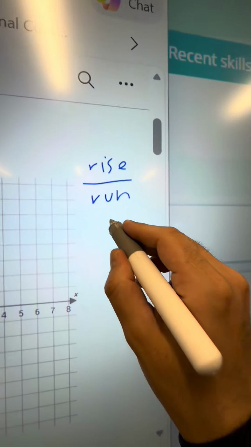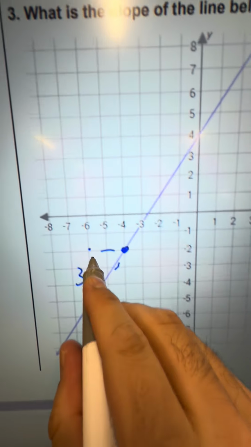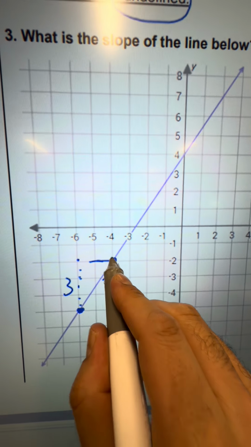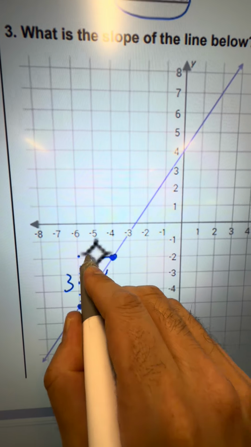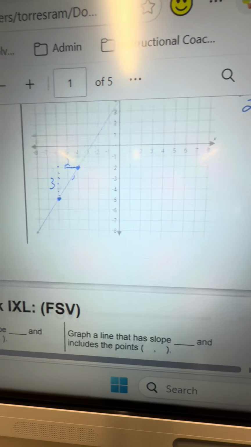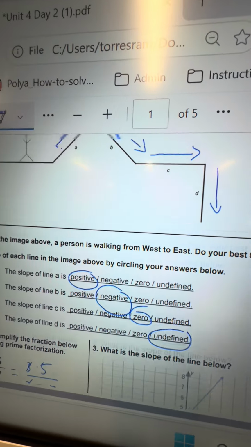So I'll put that for my top number. And then the run, I go up 3. And how many do I go across? I got to go 1, 2. So 2 units across. That's my run. And I put a 2 there. And those are the answers for your Do Now.